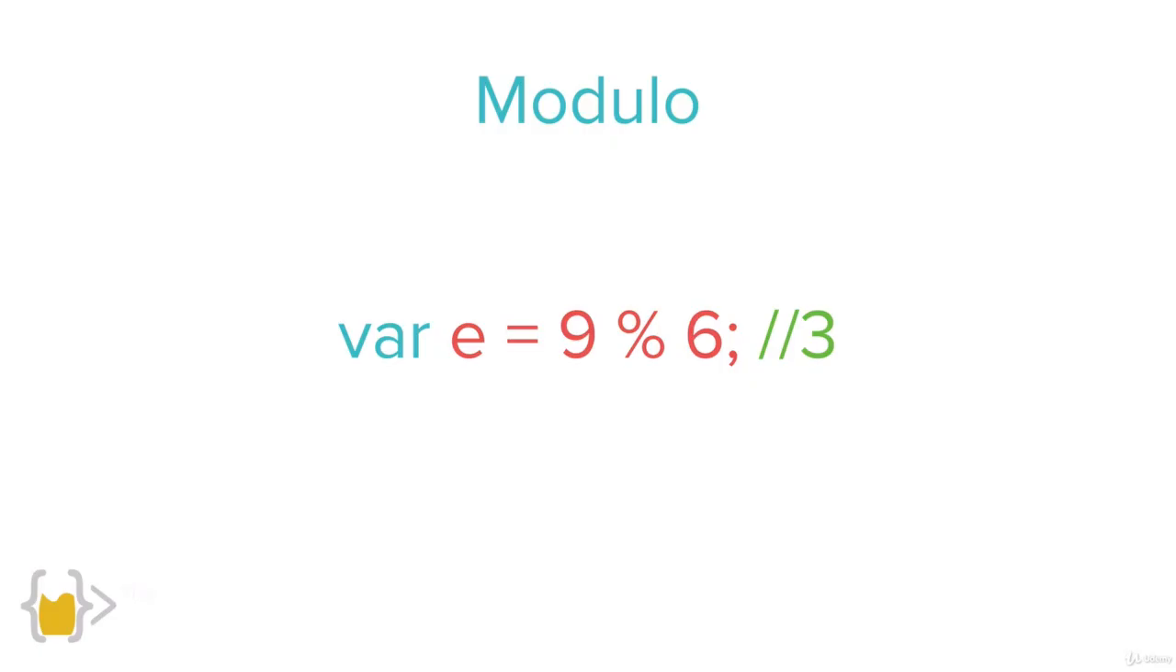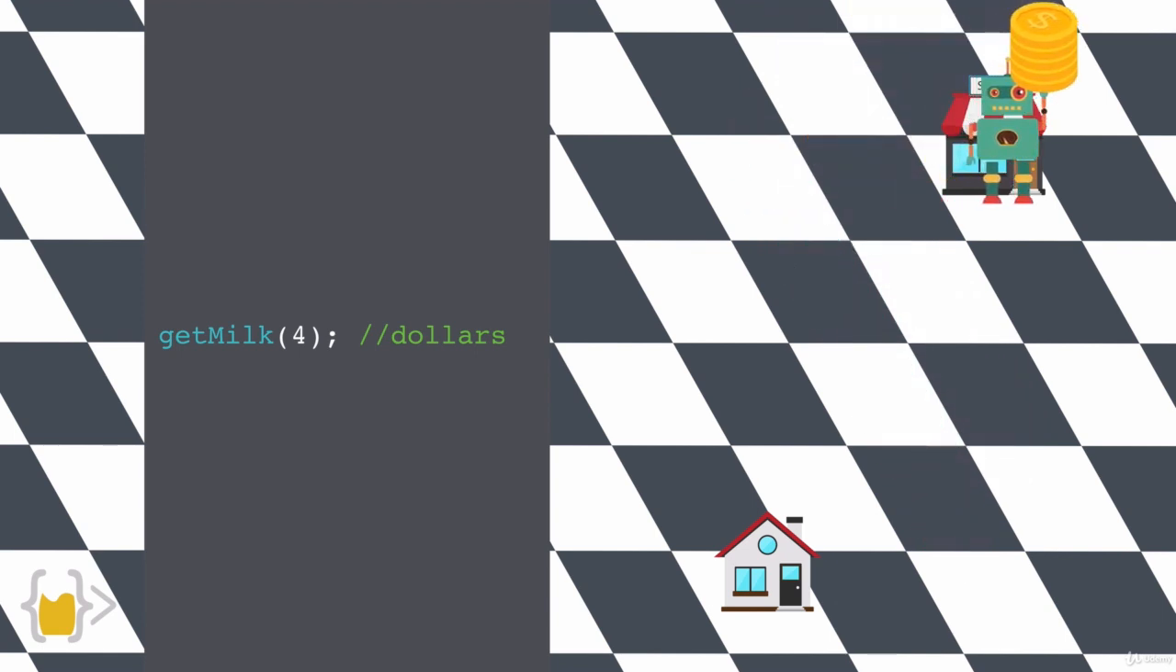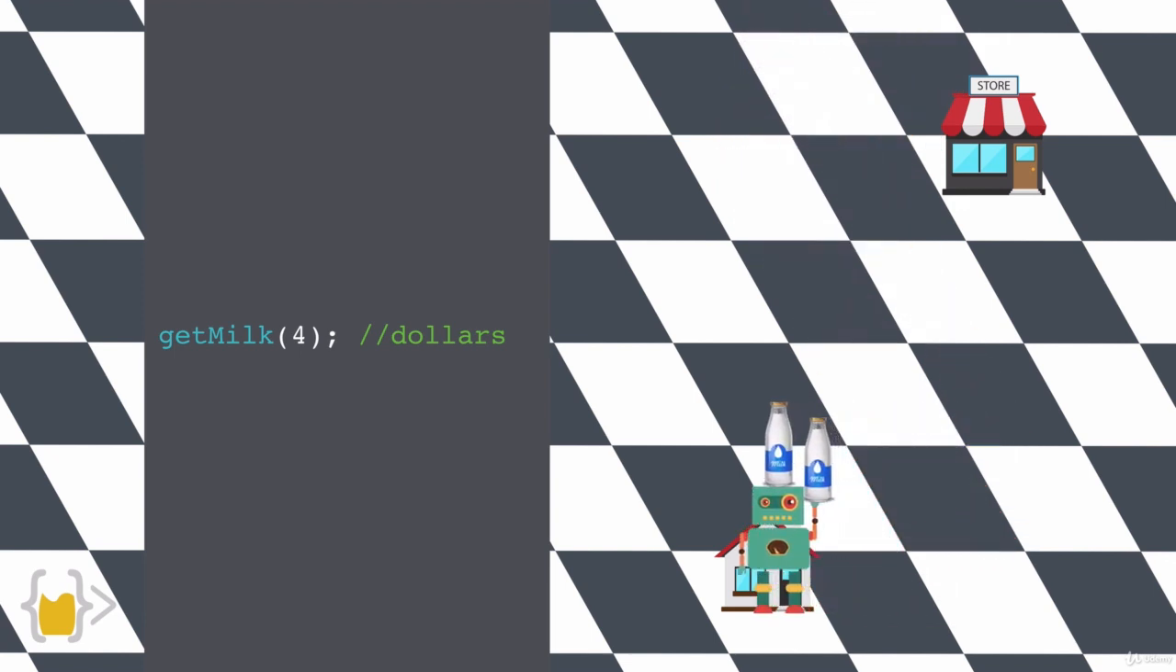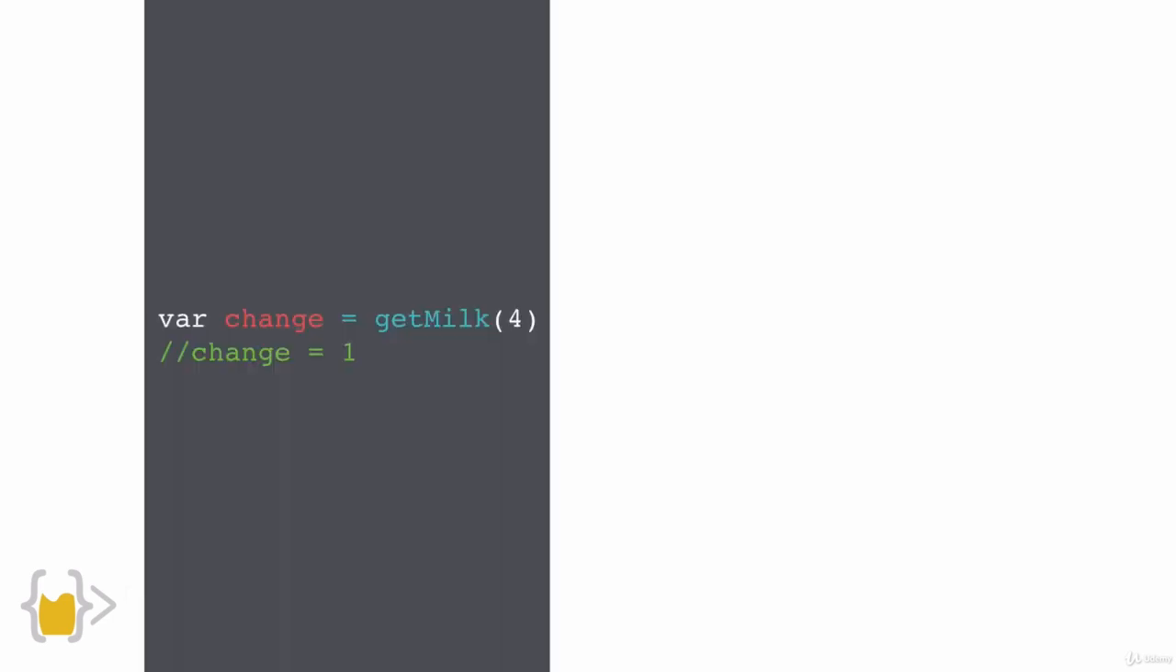So if you remember, the modulo works like this. With 9 divided by 6, 6 only goes into 9 once. So we get a remainder of 3. So in this case, the variable e is equal to 3 because the modulo gives you the remainder of the division. So in this function, if we gave an input of $4 and each bottle of milk costs $1.5, then the robot will buy 2 bottles of milk, which will cost $3, and it'll give us $1 change. And that $1 of change is the output from this function, which we can bind to a variable called change.